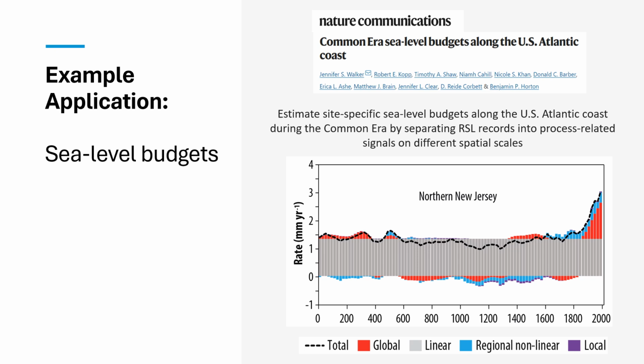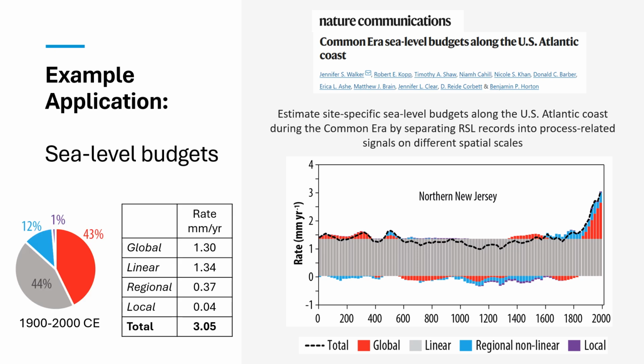So we can look at individual time slices, and I'll use the most recent century, from 1900 to 2000, as an example, where you have your global, linear, regional, local, and then a total rate, and you can see how much relative sea level change was driven by each component. So in the last century, the global component has increased to nearly equal the linear component due to modern climate change, for example. So this is just another further application, an example of what we can use this model for to produce sea level budgets.